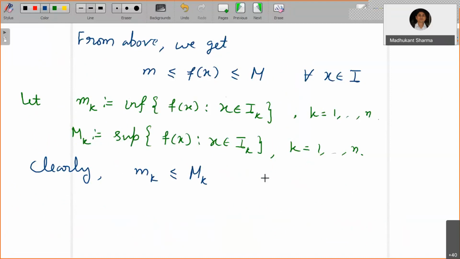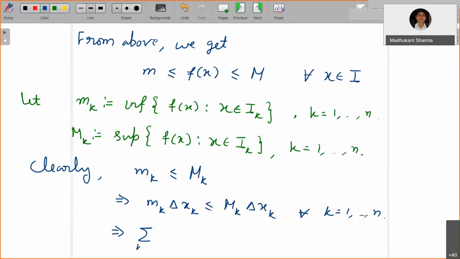Okay, small mk is less than or equal to capital Mk, whatever you choose. So now this implies small mk times delta xk is less than or equal to capital Mk times delta xk for all k equals 1 to n. Now since this is true for all k equals 1 to n, this certainly implies the summation of k equals 1 to n, small mk delta xk, is less than or equal to the summation k equals 1 to n, capital Mk delta xk.